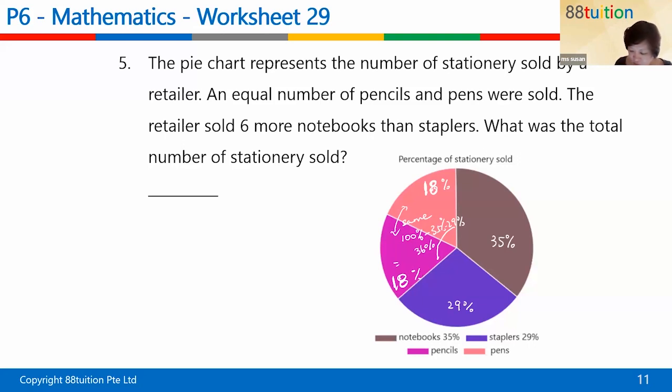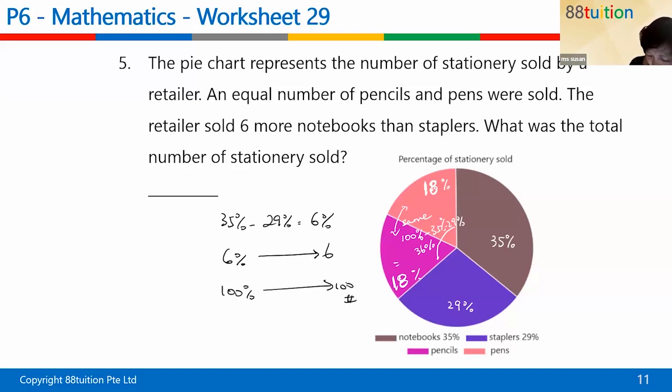So what is the total number of stationery? 6 more notebook than stapler. Okay, so I need to have 35 minus 29. That is the difference. Yeah, you are right. So the difference is 35% minus 29%, and this is 6%. So since 6% will give you 6, 100% will give you 100 for the answer.